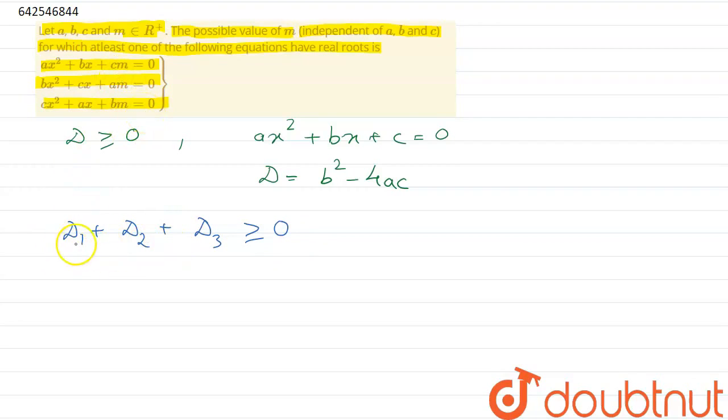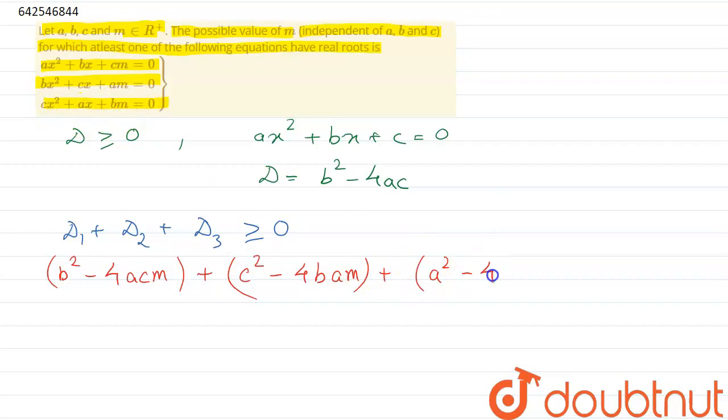Fine. So now putting the values of D, we can write here D is nothing but b square minus 4 times a and the constant term, which is cm. Similarly for d2, we have c square minus 4 into a, which is the coefficient of x, b here, the coefficient of x square is b here, and the constant term is am. And then a square minus 4 times the coefficient of x square, which is c, and the constant term bm, greater than or equal to 0. We can rearrange this.